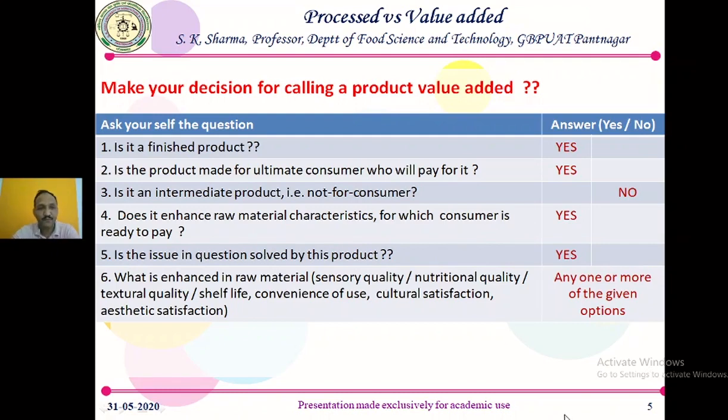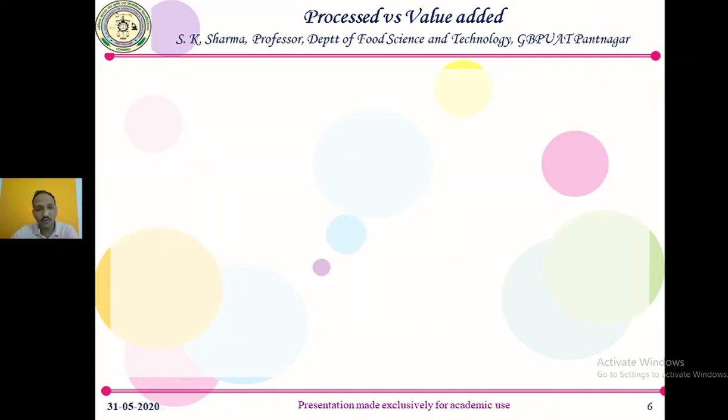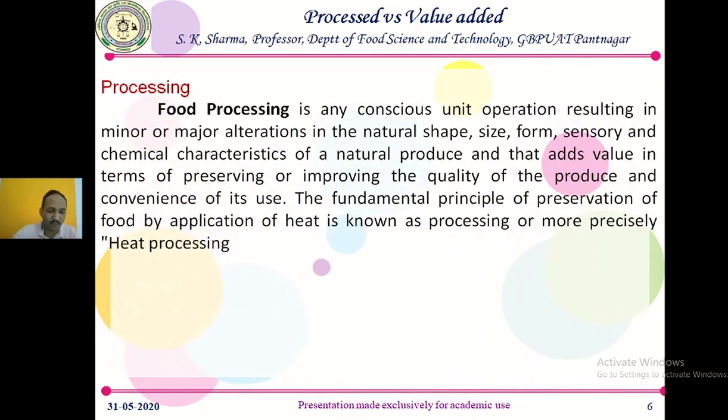But then, if you go into the definition of processing, what is processing? When we call it processing, it is the conscious alteration of the natural shape, size, form, sensory characteristics, chemical characteristics, whatever characteristics of a natural produce, that adds value in terms of preserving or improving the quality of the produce and the convenience of its use. That is what is known as food processing.